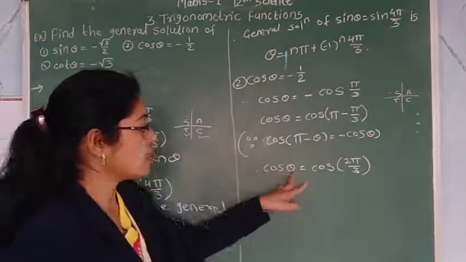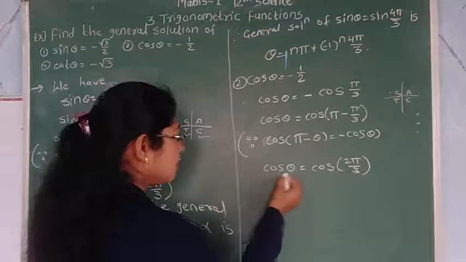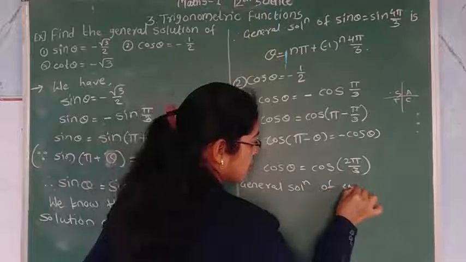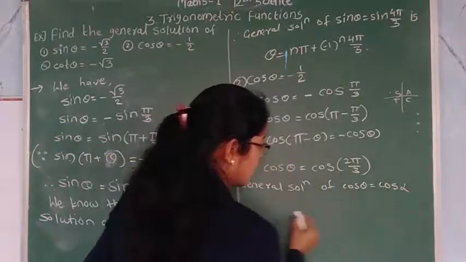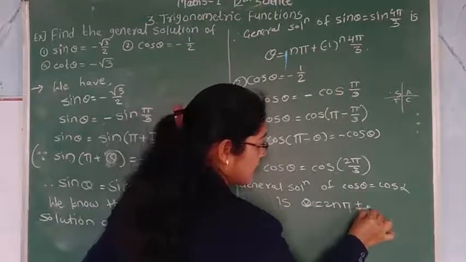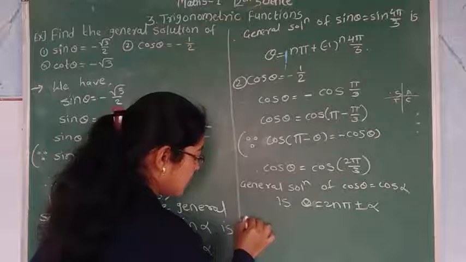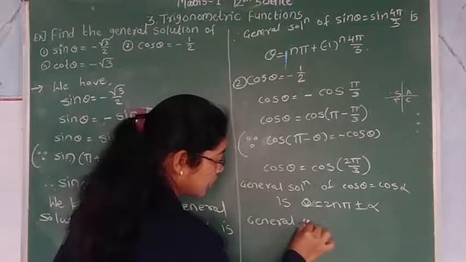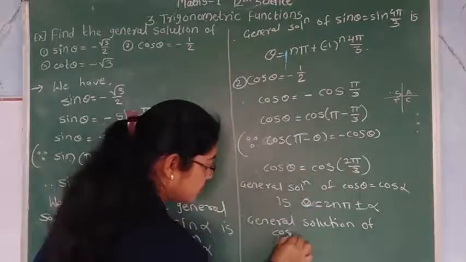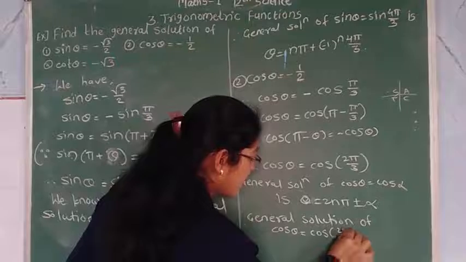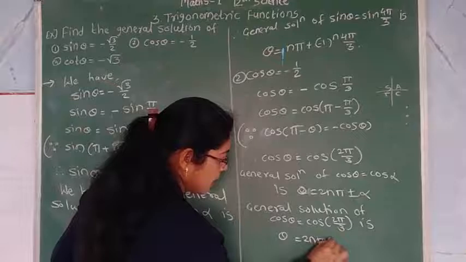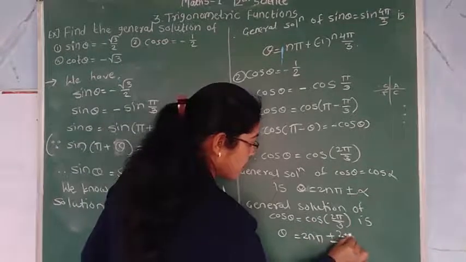So this is in the form of cos theta is equal to cos alpha, and we know the general solution of cos theta is equal to cos alpha is theta is equal to 2n pi plus minus alpha. Therefore the general solution of cos theta is equal to cos of 2 pi by 3 is theta is equal to 2n pi plus minus alpha, where alpha is 2 pi by 3.